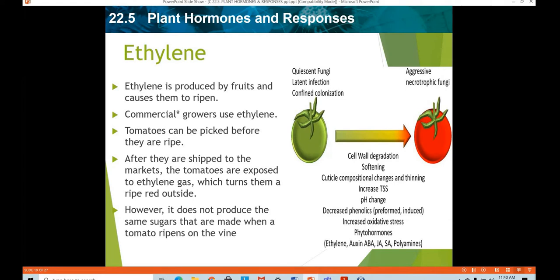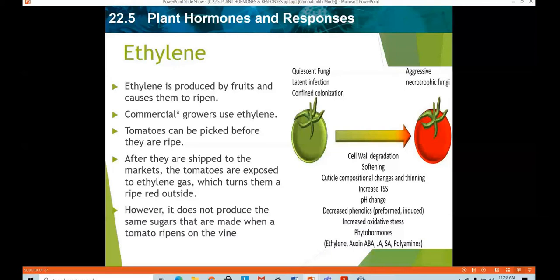So some fruits, such as the tomatoes, as you can see in the picture, are picked before they are ripe. Once they reach their destination, they are exposed to ethylene gas, which makes them turn a ripe tomato red. They may not taste so ripe, though, because the artificial ripening process does not bring out the same sugars that a vine-ripened tomato has.